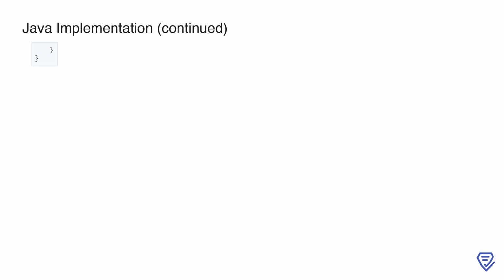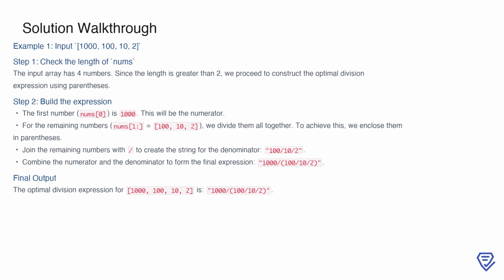Finally, we return the constructed string as the output. This implementation ensures that the division order follows the optimal strategy for maximizing the result, as described in the problem statement. Here, we're working with the input array 1000, 100, 10, 2. Since the array has more than 2 numbers, we need to construct the optimal division expression using parentheses.